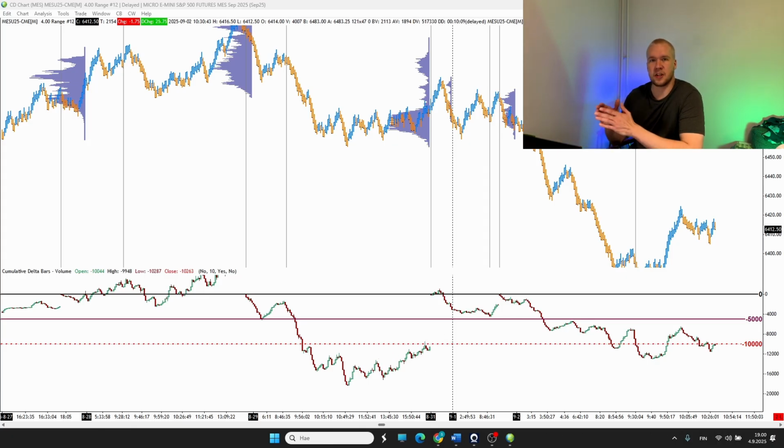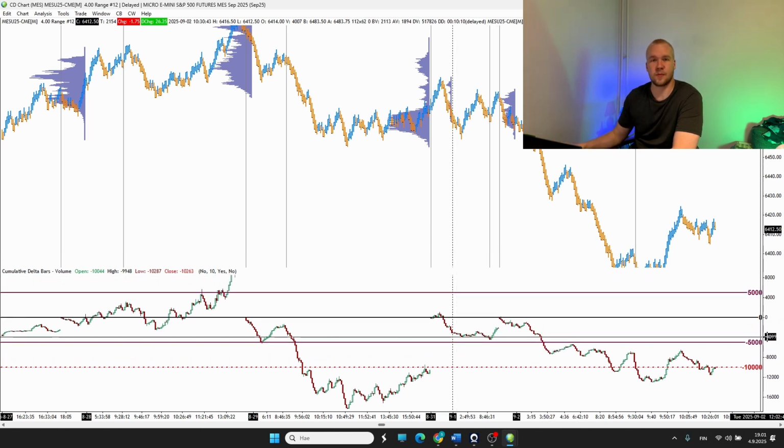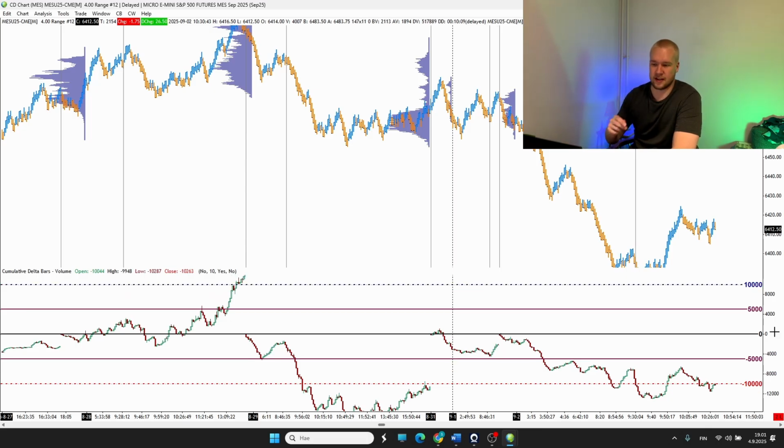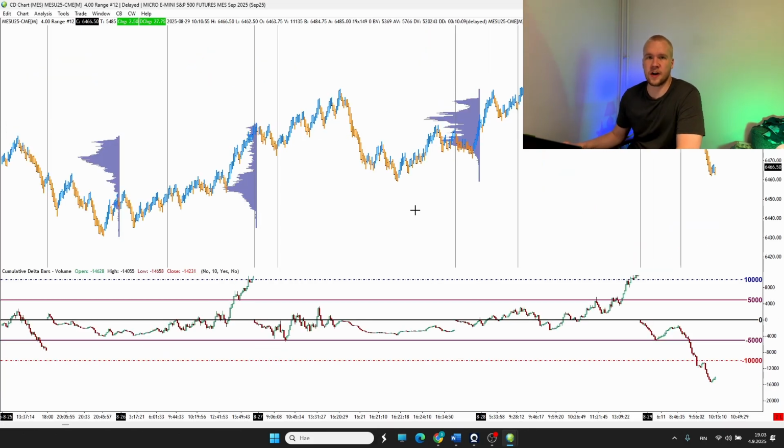So even though I'm telling you these topics, the delta divergence and the absorption, it is very important to understand that these things don't happen that often unless again you use a very minuscule scale where you analyze the cumulative delta bar by bar. Then you can find absorption and delta divergences in basically every level if you really look at it very closely. All right, so I haven't found any other examples of absorption, unfortunately. That is very clear absorption.